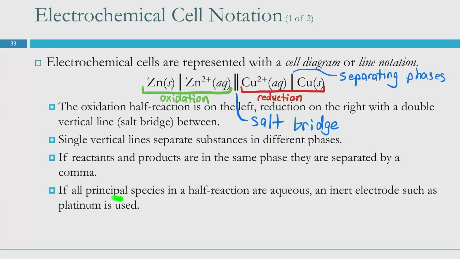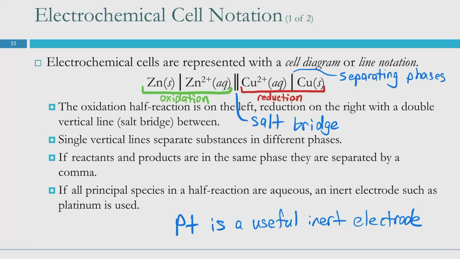There's also cases where all the principal species in a half reaction are aqueous, and so we can use an inert electrode like platinum. Platinum, famously an inert electrode. Also part of why it makes for good jewelry is because it's inert. Doesn't react with stuff.